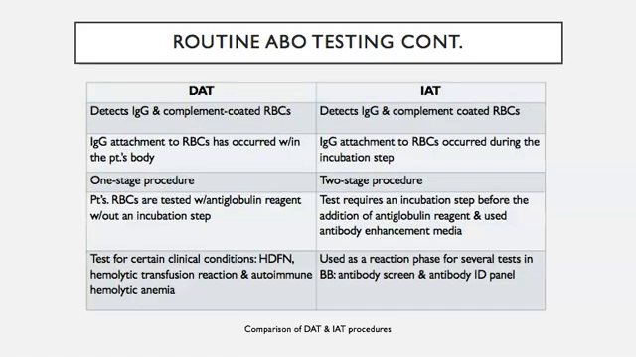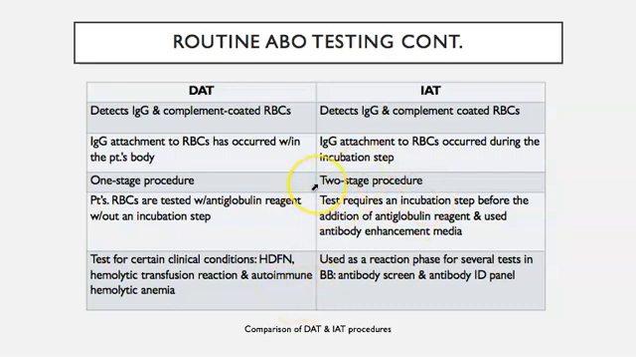And then some differences in DAT versus IAT. So your DAT detects IgG or complement-coated red cells. IAT detects IgG or complement-coated red cells. In the DAT, IgG attachment to the red cells has already occurred within the patient's body, so we're just trying to determine if that is what has happened. In the IAT, that IgG attachment to the red cells occurs during the incubation step, so it occurs during our testing. DAT is one step, IAT is two step.